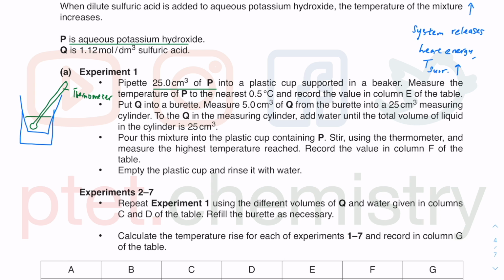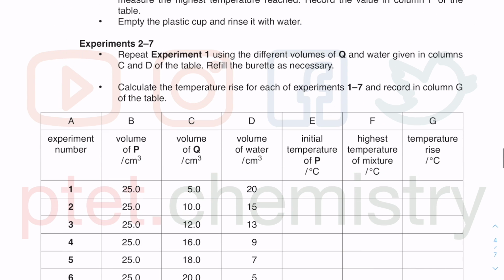So what we have inside there is actually P, and the initial temperature is to be read to the nearest 0.5 degrees Celsius. The same thing applies to any temperature experiments. Our thermometer records up to 0.5 degrees Celsius, so that means something 0.0 or something 0.5 degrees Celsius. You have to include that in the laboratory reading. Now record the value in column E. So for the first experiment, you pipette out this much volume of P.